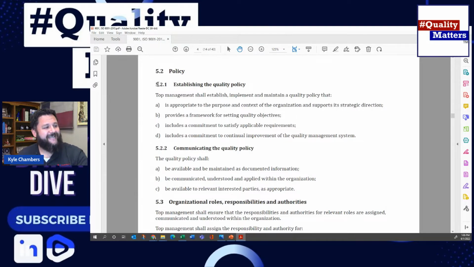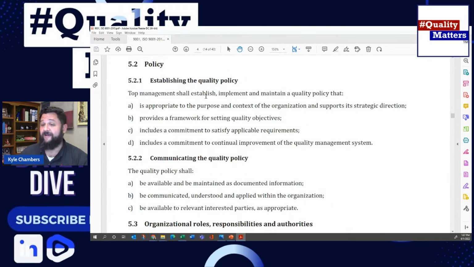So let's talk about establishing it. So top management style: establish, implement, and maintain. This is what I reference oftentimes as the trifecta of ambiguous words, but it means that you have no choice, no option but to do it. So you could just do a quick search of the standard for establish, implement, and maintain. That might be a fun blog post article there as well.